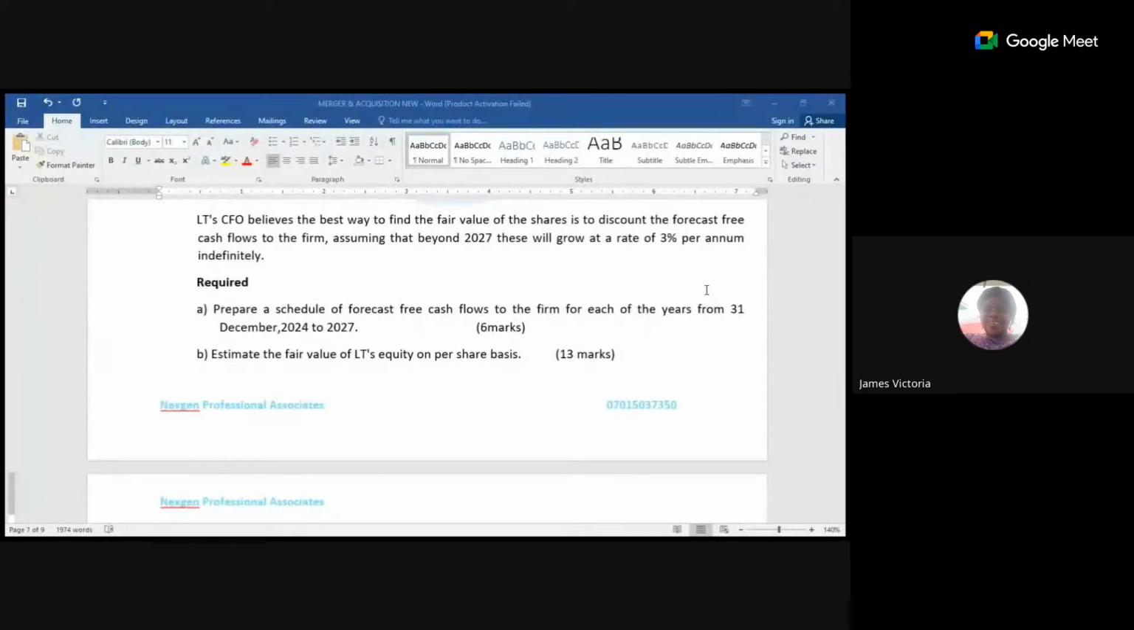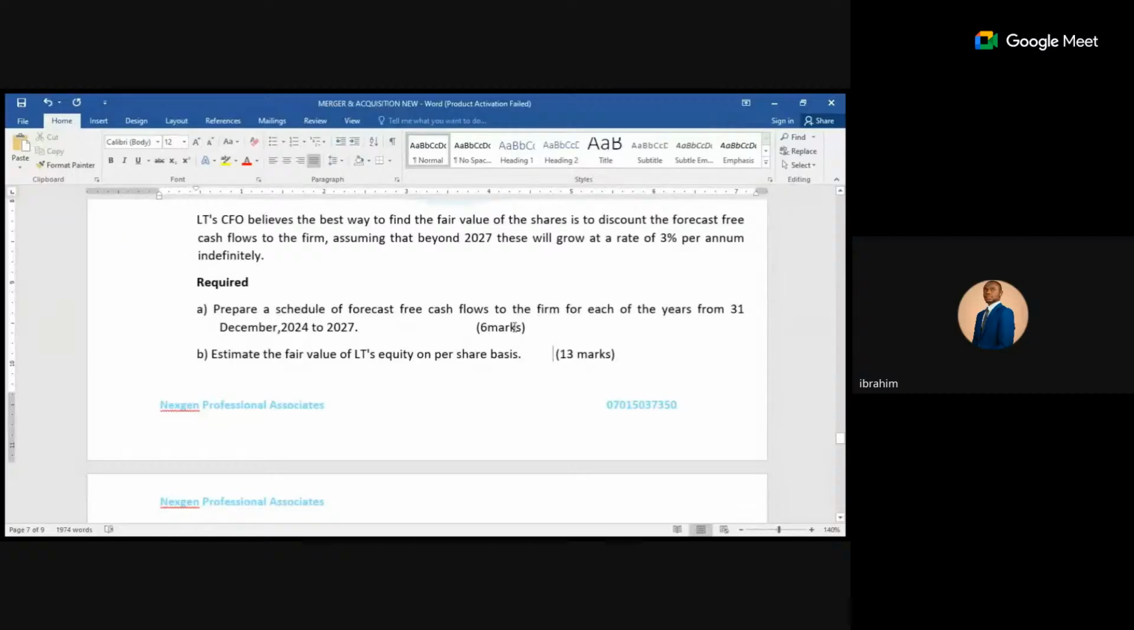A. Prepare a schedule of forecast free cash flow to the firm for each of the years from 31st December 2024 to 2027. B. Estimate the fair value of LT's equity on per share basis.